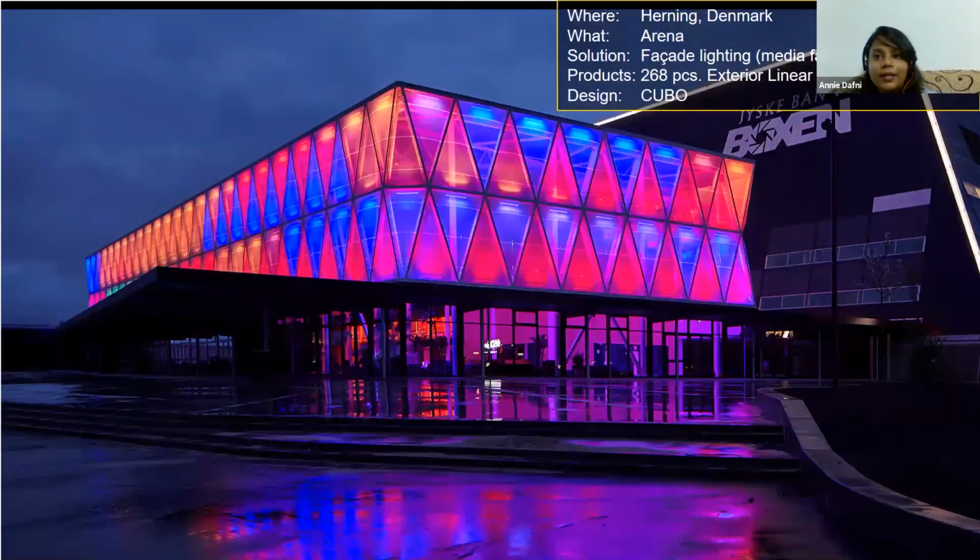This is a real-time example. This is the Horning building in Arena in Denmark, where each of the triangles that you see is inflated fabric material, and inside those, exterior linear quad pieces are placed, and you see the nice diffused lighting effect from outside, or you could say that the building has a glow-from-within effect because of this.